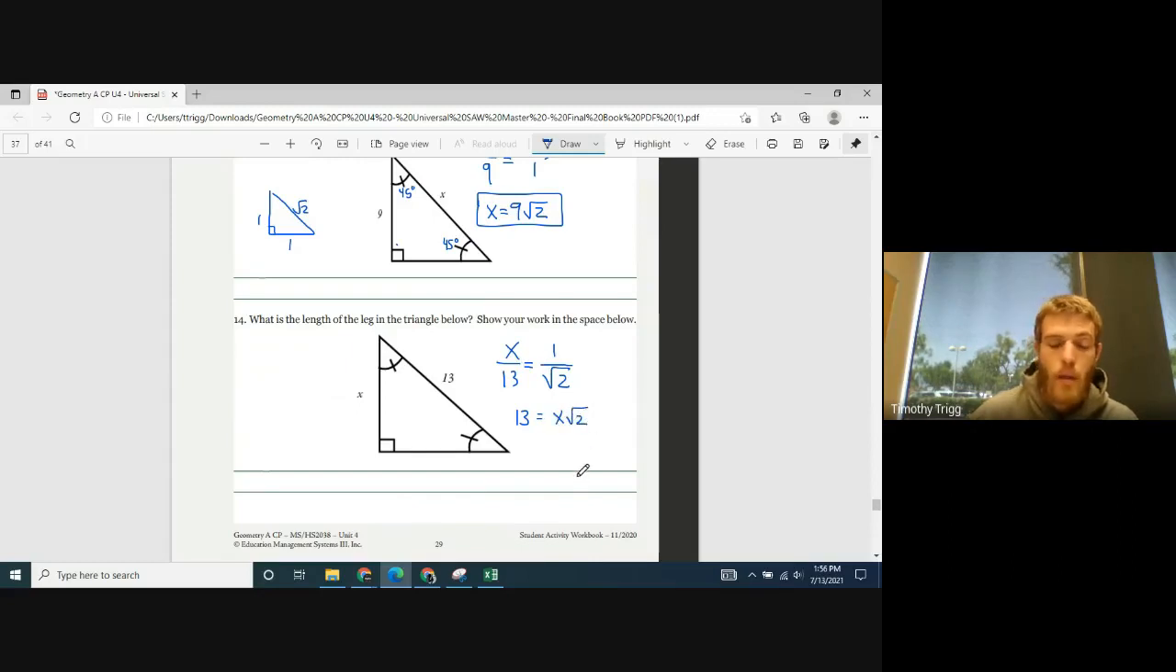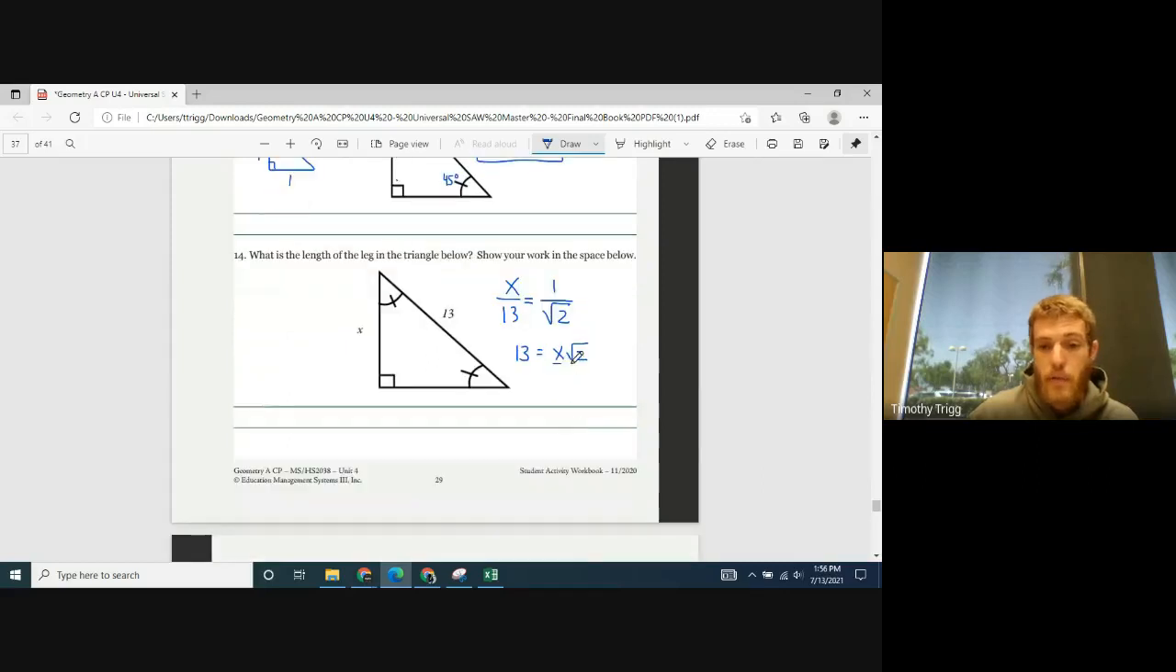Then to get x by itself, we divide both sides by square root of 2. So that cancels here, and that gives me x equals 13 over square root of 2. Now, if you recall, I don't like square roots in the denominator. So if you see a square root in the denominator, you want to multiply by that square root on top and on bottom. What that does is rationalize your fraction.